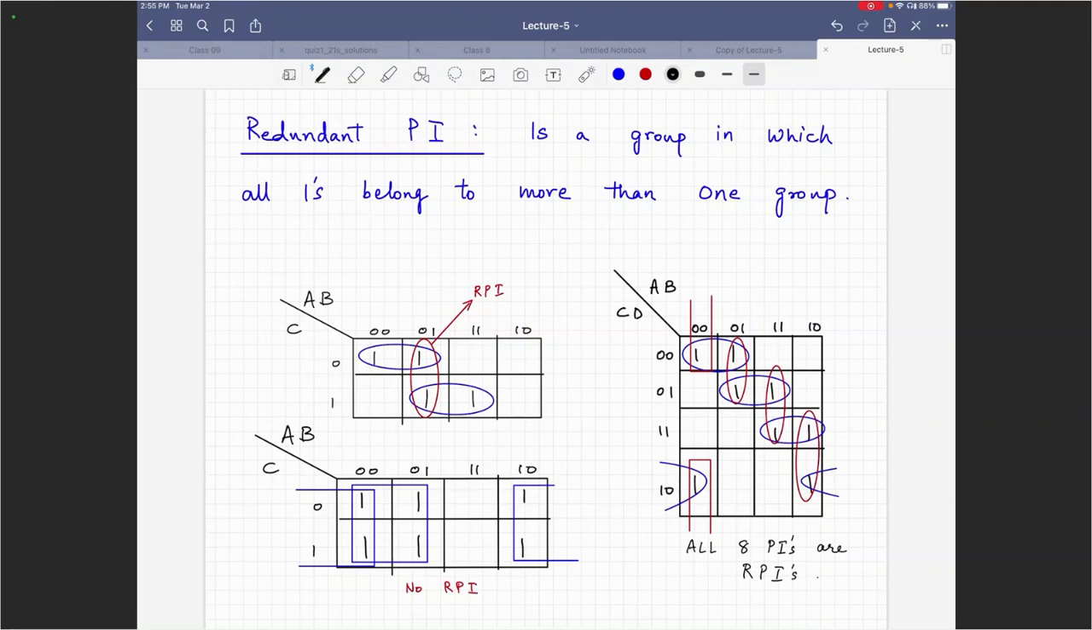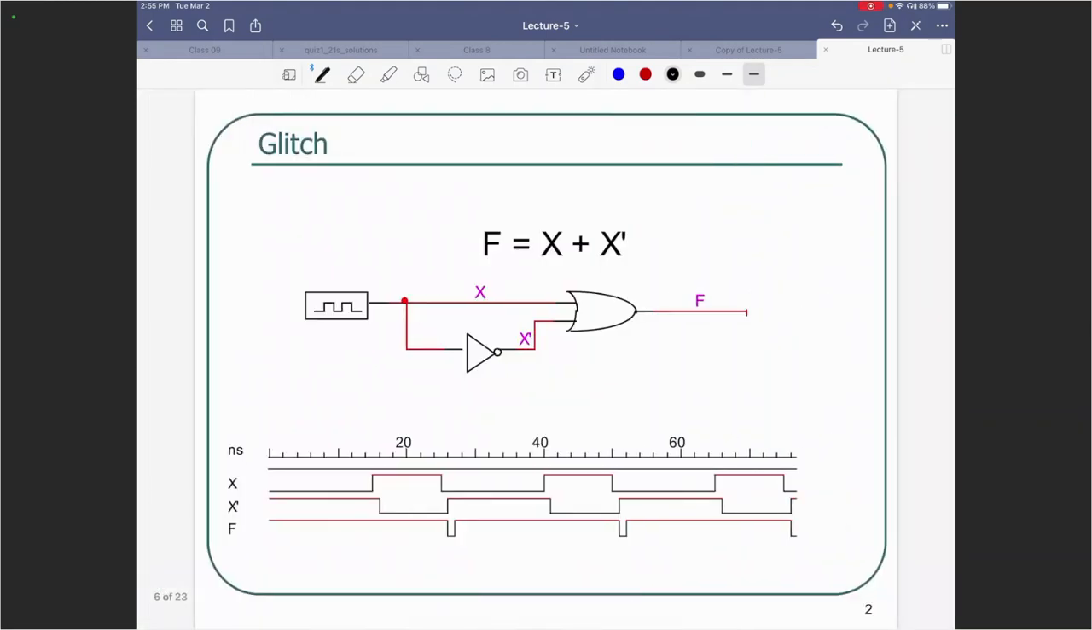All right, questions about the terminology and how do you identify PI, EPI, RPI, given a function. Now let's talk about a glitch. Does EPI plus RPI equal total PIs? Absolutely right. Yes, it does, because prime implicants are categorized as one of these two. So if you add up the categories, then you get the PIs.